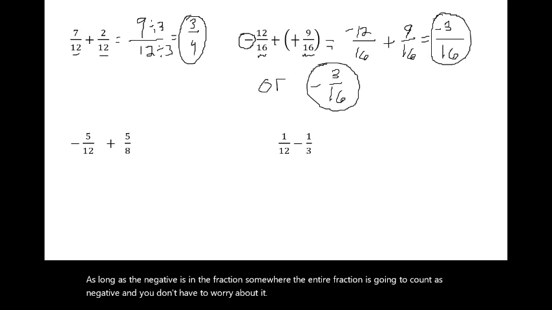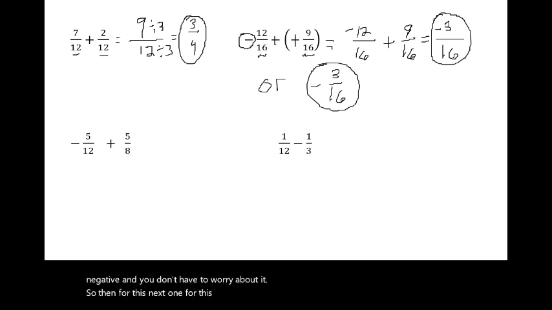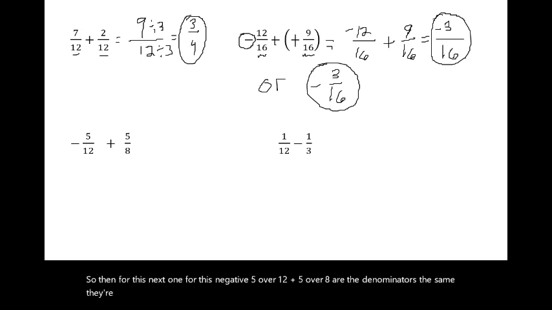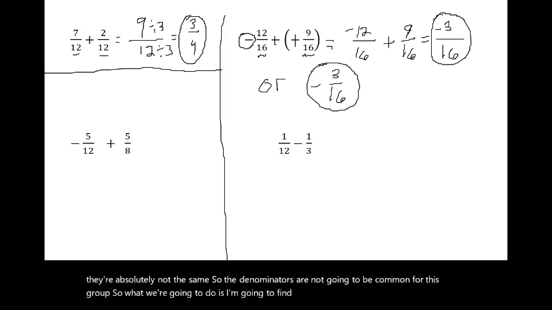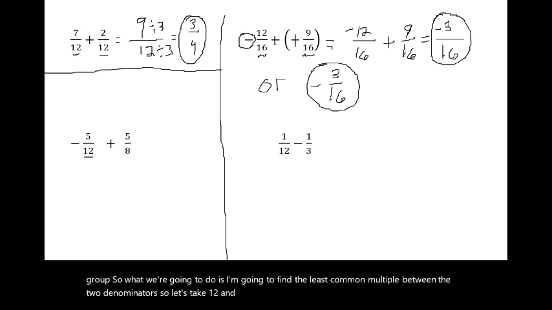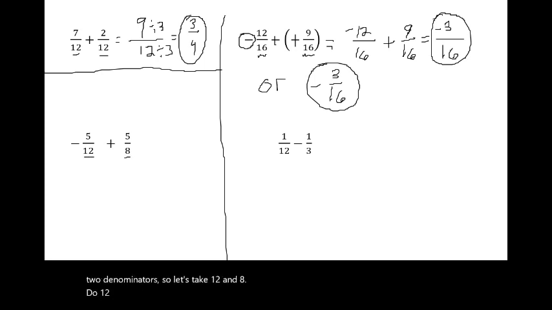So then for this next one, negative 5 over 12 plus 5 over 8, are the denominators the same? They are absolutely not the same. So the denominators are not going to be common for this group. So what we're going to do is find the least common multiple between the two denominators. So let's take 12 and 8. Do 12 and 8 have a common factor? Yes, they have a common factor of 4.